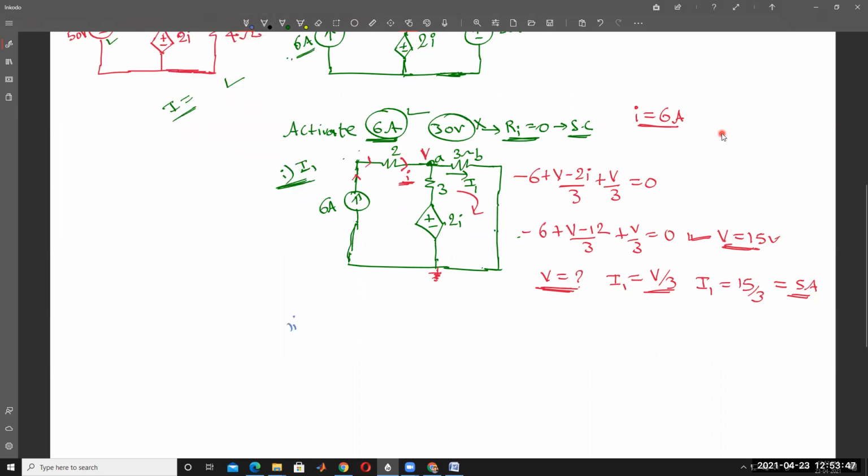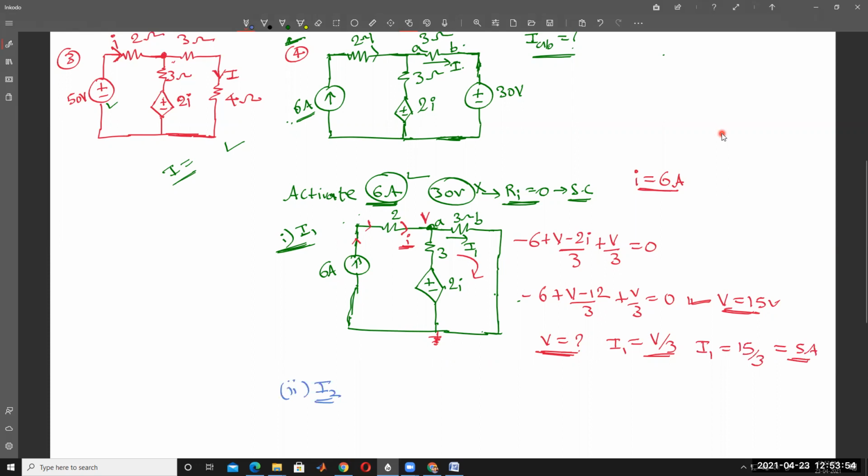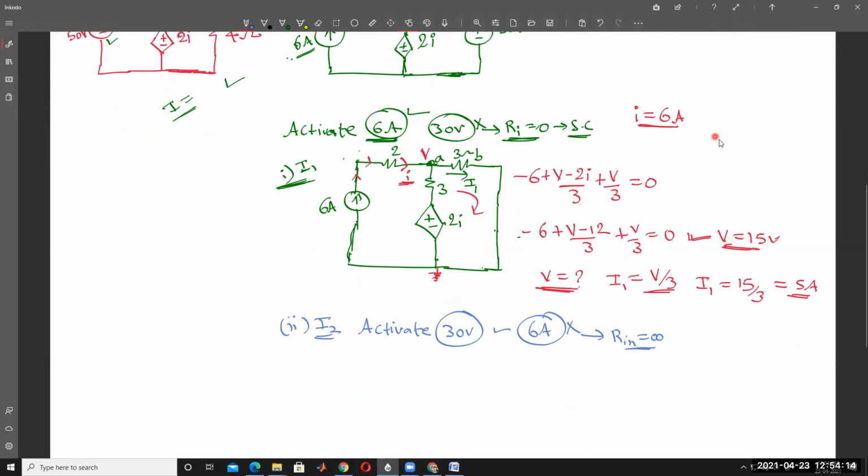Second one now, I2. So activate the 30 volt voltage source and deactivate the 6 amp current source. Deactivate: the current source's internal resistance is infinity. That's why. So what is the circuit diagram here?